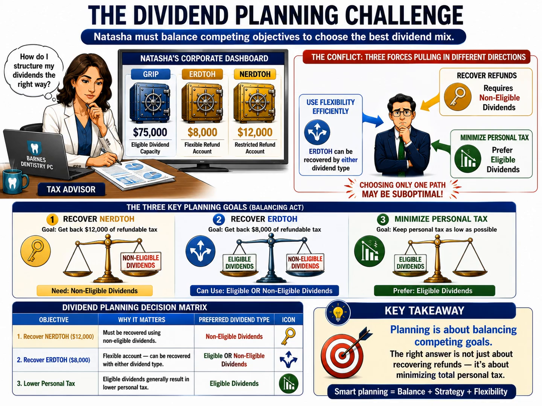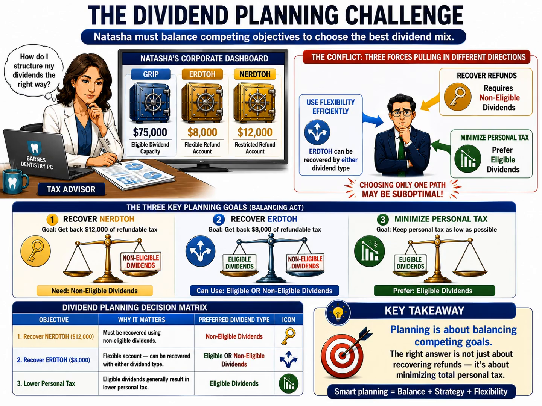The decision matrix at the bottom summarizes the planning process. If the goal is to recover NERDTOH, non-eligible dividends are required. If the goal is to recover ERDTOH, either dividend type can work. If the goal is to reduce personal tax, eligible dividends are generally preferred. A professional advisor must balance all three objectives simultaneously.